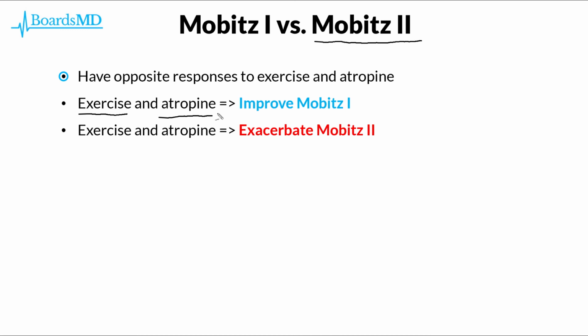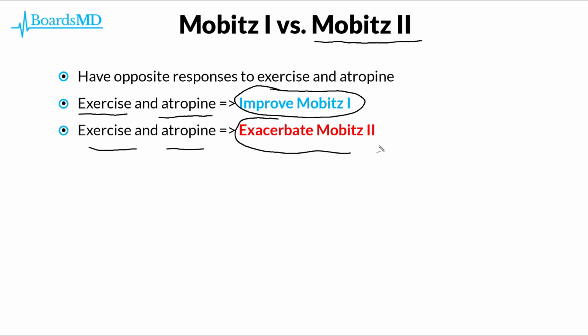Because Mobitz 1 is generally a problem with conduction through the AV node, both exercise and atropine are actually going to improve symptoms as well as EKG findings in patients with Mobitz 1. However, Mobitz Type 2 involves a problem that occurs below the AV node, and therefore exercise and atropine are actually going to worsen or have no effect on Mobitz Type 2.